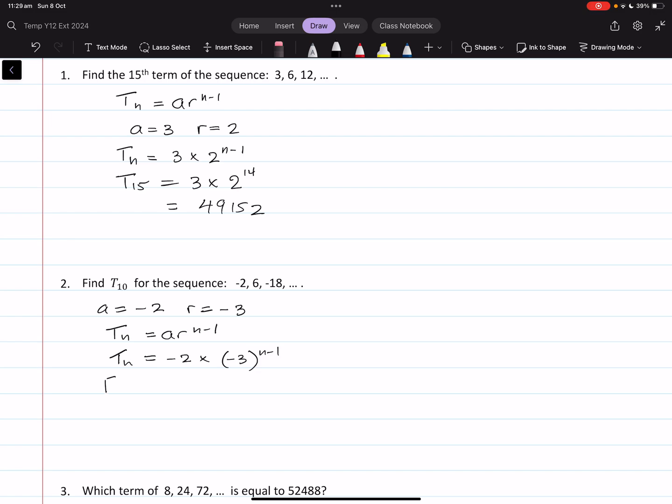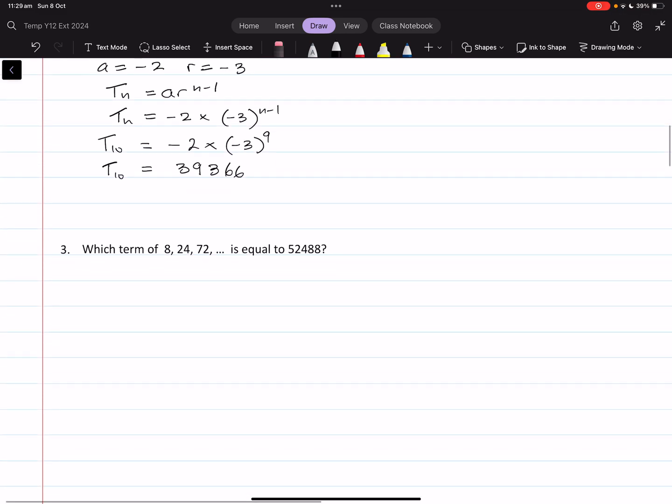So if we want term 10, substituting in 10 for n, we get -2 times -3 to the power of 9. And when you calculate that, I believe you get 39,366. That is term 10.